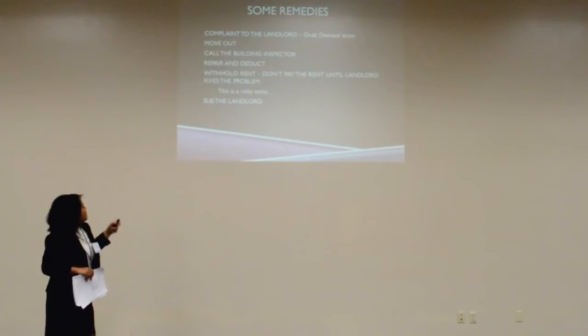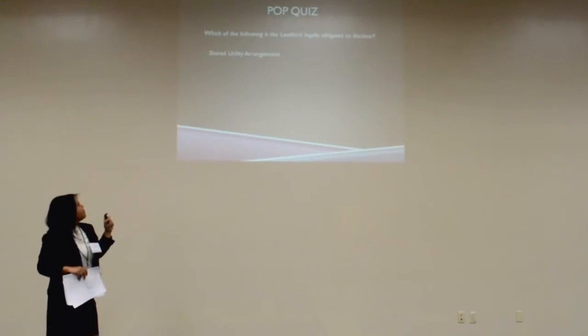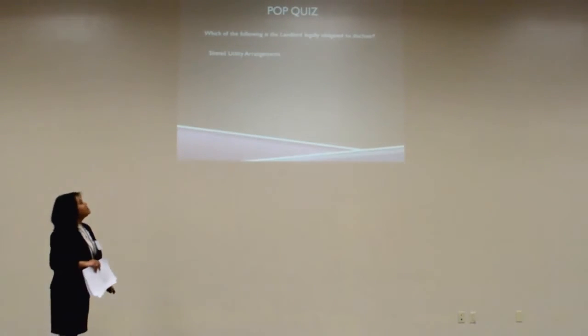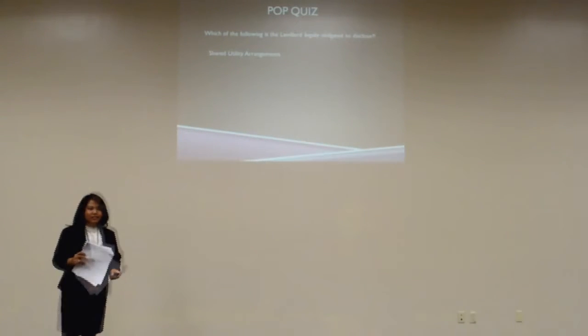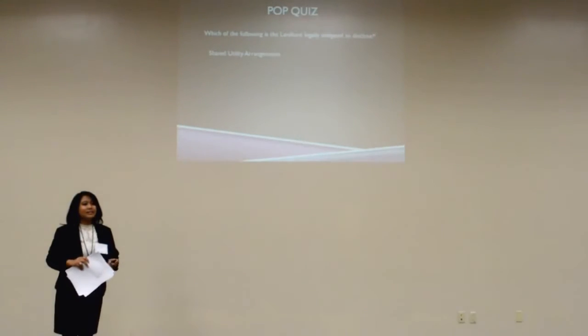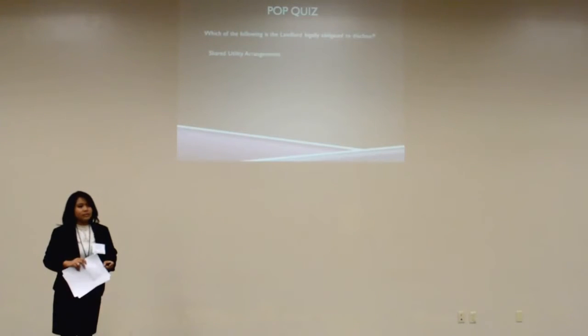So, another fun little entertainment for you. It's a pop quiz: which of the following is the landlord legally obligated to disclose? Before we get to that, I think it would be interesting to know how much time theoretically, or maybe the maximum time, that the tenant is able to delay the process by going through some of those procedures. How much of a delay can they actually get out of doing that?